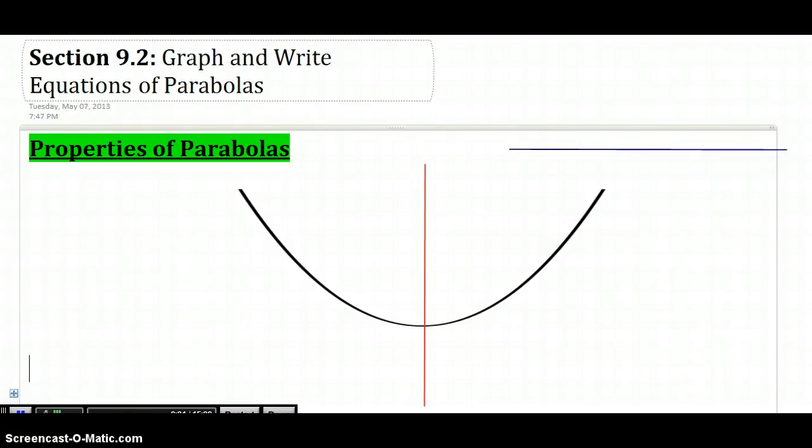Section 9.2 is on graphing and writing equations of parabolas. Now you've dealt with parabolas that open up or down, and now we're going to deal with parabolas that also open to the left or to the right. So there's a lot more properties involved.